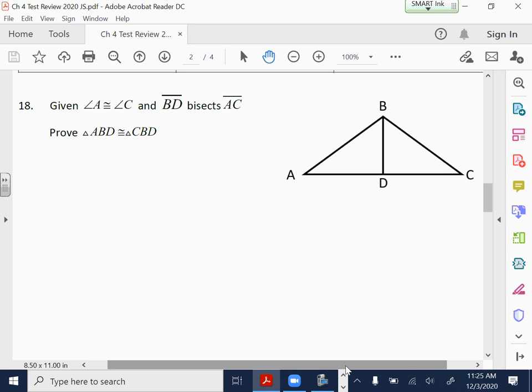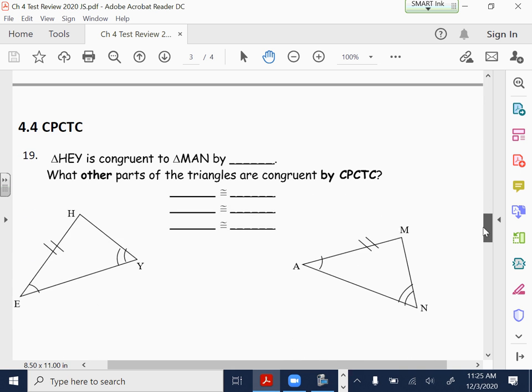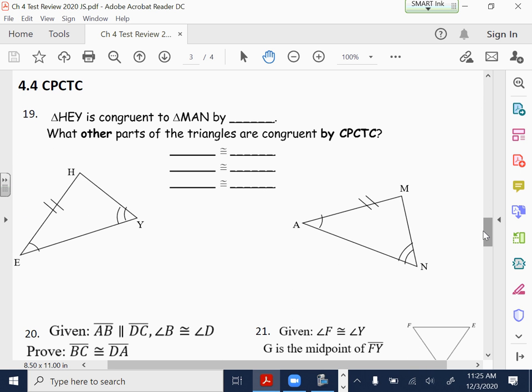All right, so let's move on to the next page. CPCTC, remember that stands for corresponding parts of congruent triangles are congruent. And all that means is, if you can prove that the triangles are congruent, that means all the corresponding parts have to also be congruent. So these are the ones like we did before where we're not proving the triangles are congruent. We actually want to prove that the sides are congruent or the angles are congruent. But to get to the angles or the sides, you have to first start with the triangle. So you'll see what we mean with these two proofs down here, 20 and 21.